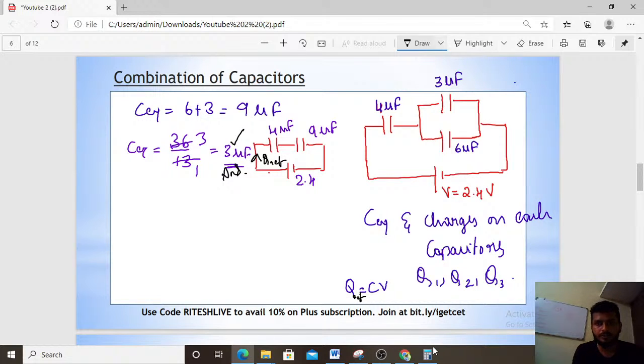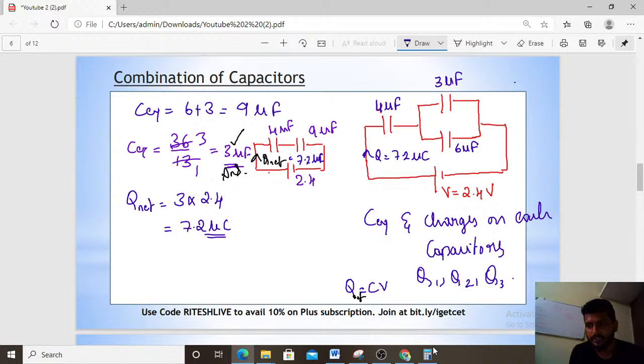So how do you find it? Q net is equal to C equivalent into V, that is 3 into 2.4. So you get 7.2 microcoulombs. This is the charge flowing through this. Okay, done. So then how can I find the next step after Q net?